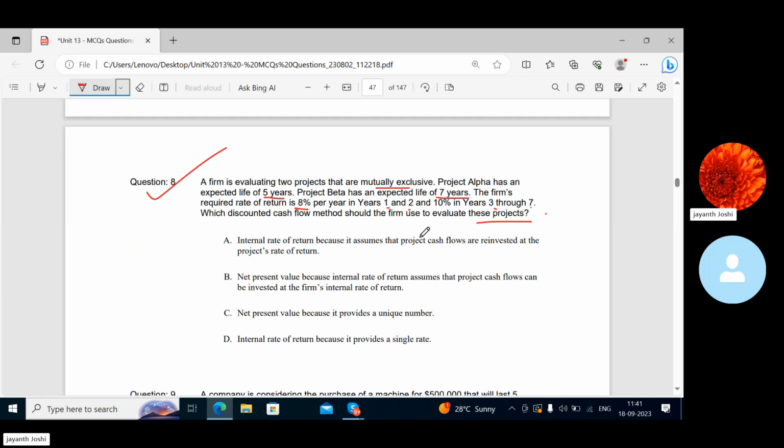IRR, because it assumes that project cash flows are reinvested at the project's rate of return. Absolutely wrong notion. Why is it a wrong notion?